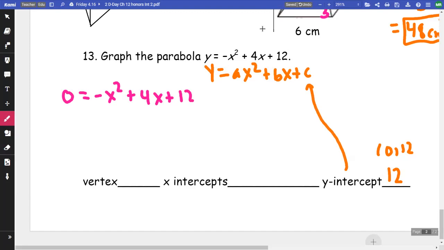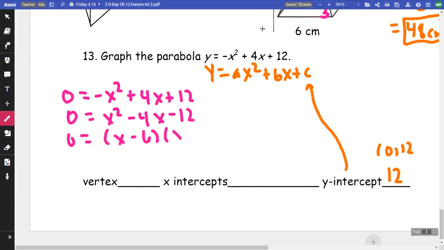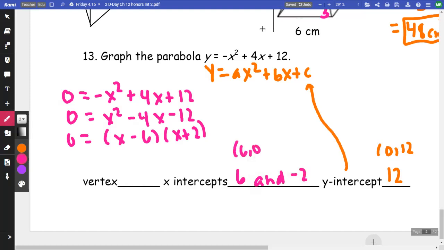I am going to multiply everything by a negative. So I'm going to get x squared minus 4x minus 12. I'm going to factor that. And I'm going to get an x minus 6 and an x plus 2. So my x-intercepts are going to be 6 and -2. So I have 6, 0 and -2, 0.